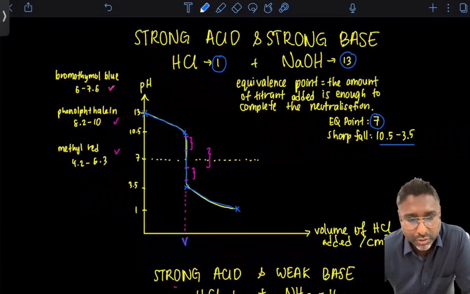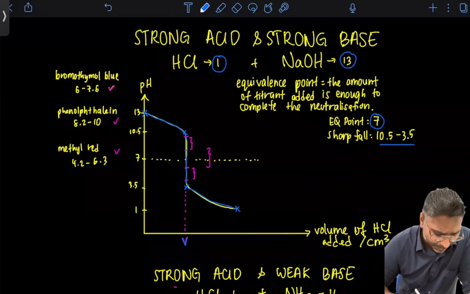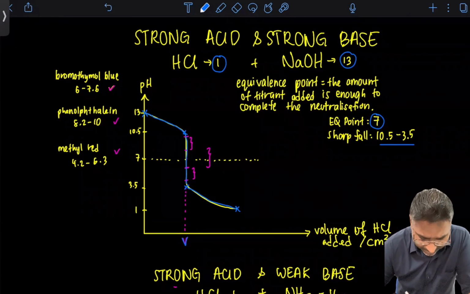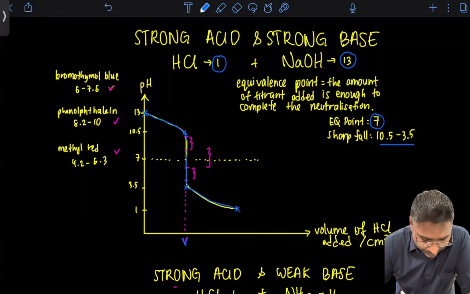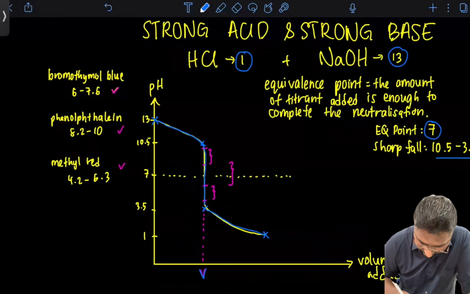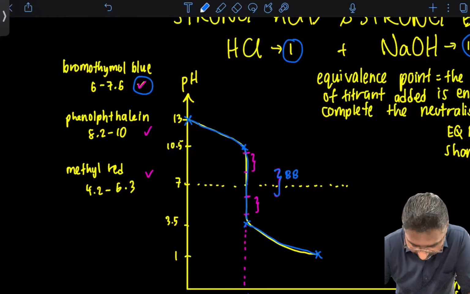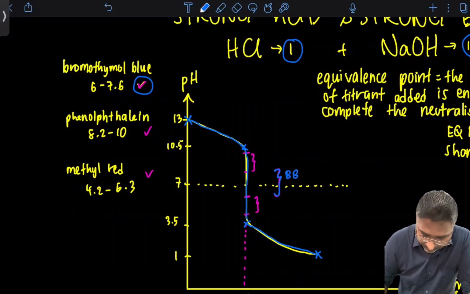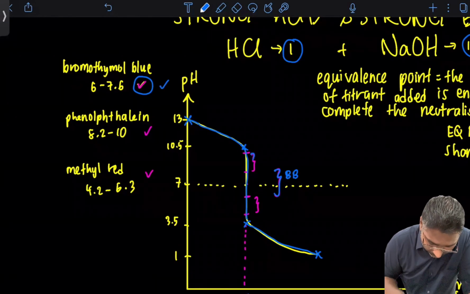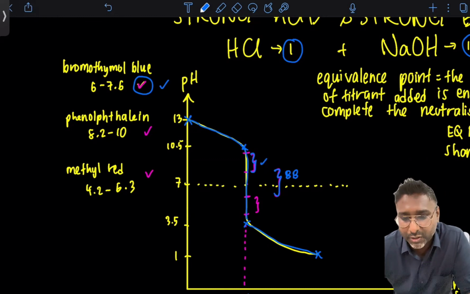So let's actually look at the indicators. I have put the 3 main indicators over here. If you use bromothymol blue, 6 to 7.6 is this one. Bromothymol blue is still within the drop, you can use that. Phenolphthalein is within here, so you can still use phenolphthalein. Methyl red 4.2 to 6.3, so still can use. So you can still use all 3.